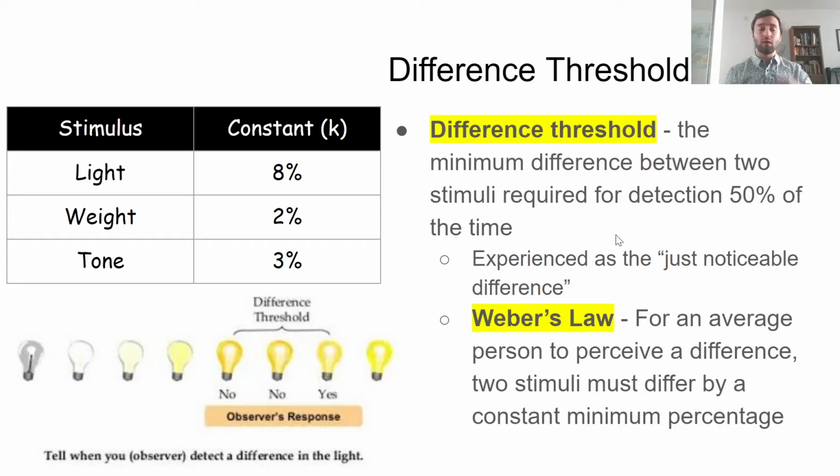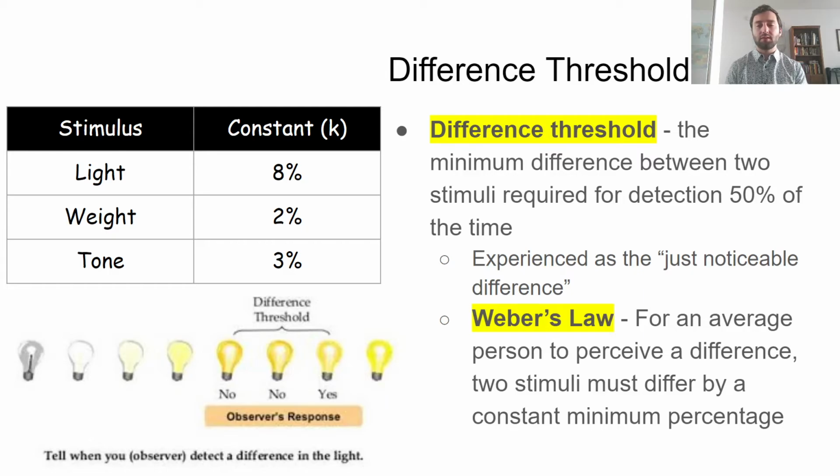So that's going to get us to difference threshold here. Difference threshold is similar to absolute threshold, but it's about the difference. So instead of being the absolute minimum that we can detect, it's the minimum difference between two different stimuli.